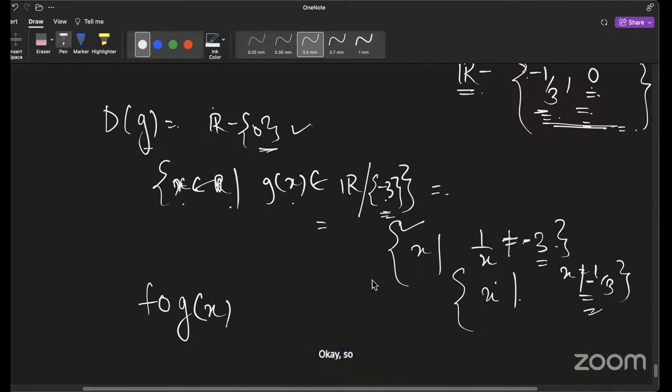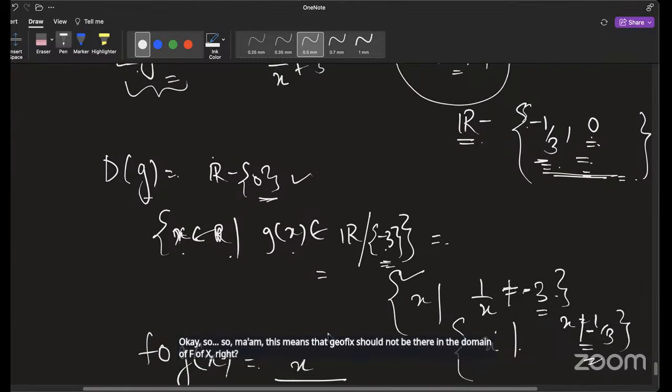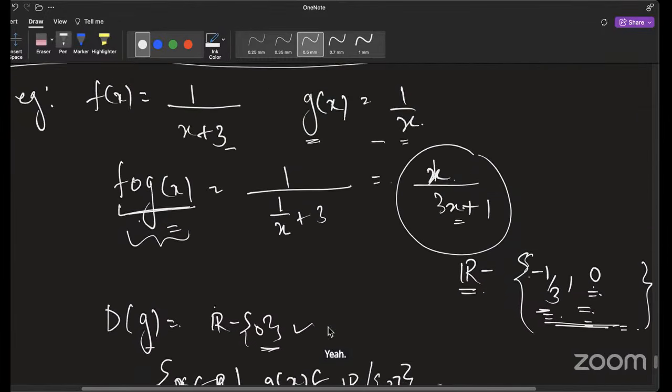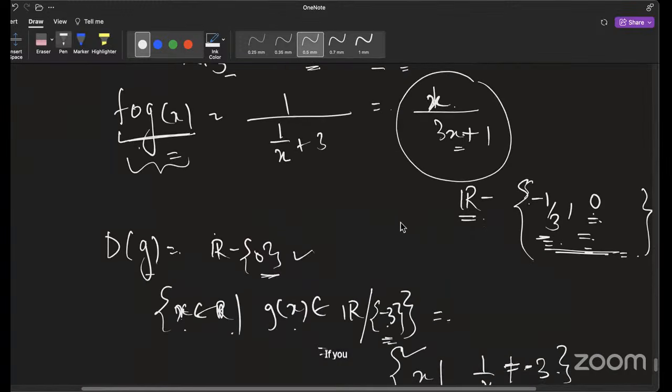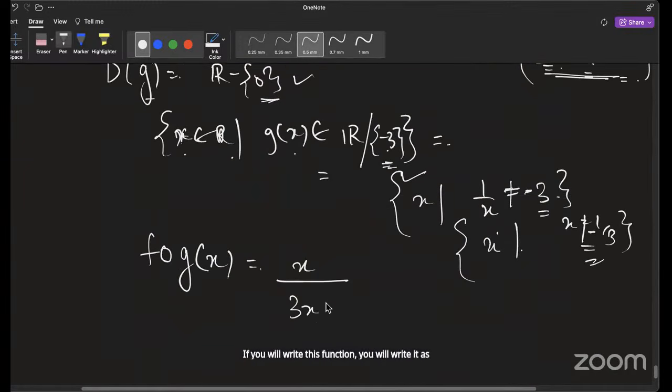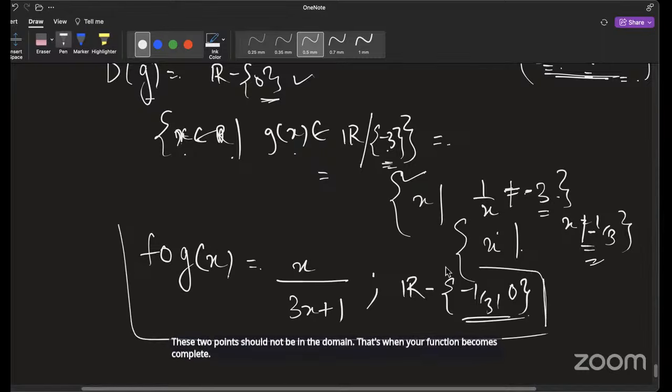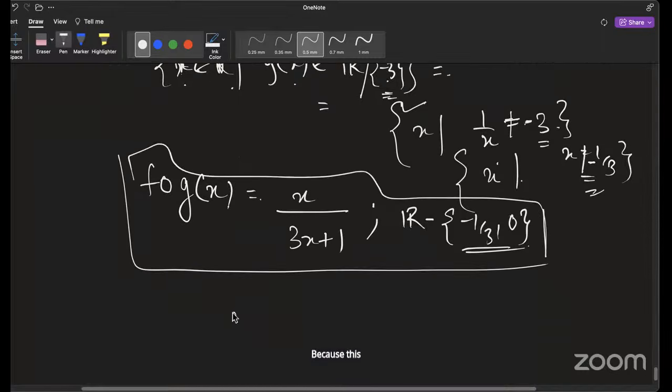Okay, so ma'am, this means that g of x should not be there in the domain of f of x, right? Yeah. Okay. If you will write this function, you will write it as 3x plus 1 over x. But don't forget to mention that this function does not include these 2 points. These 2 points should not be in the domain. That's when your function becomes complete, because this function is different from this function.